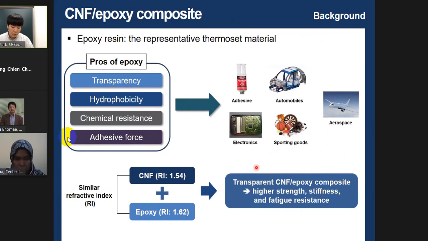Epoxy resin is one of the representative thermoset materials. It is a transparent and hydrophobic material, and it has chemical resistance and adhesive force, so it can be used in many applications. Since CNF and epoxy have a similar refractive index, when we mix CNF and epoxy together, a transparent composite with increased mechanical strength could be obtained.